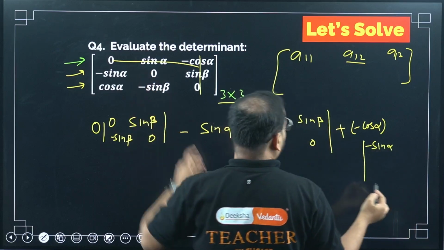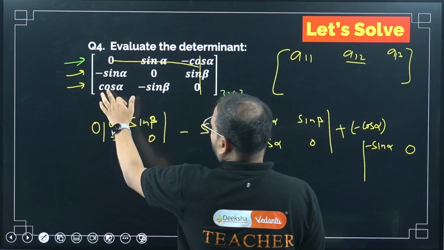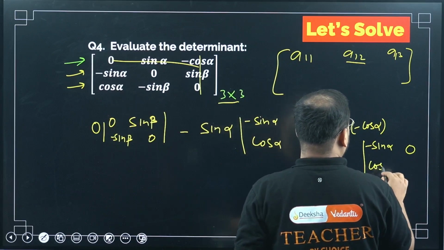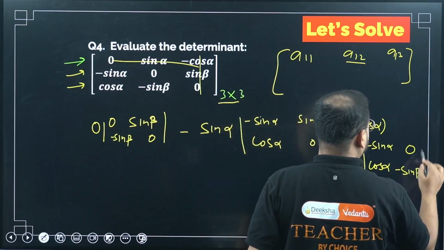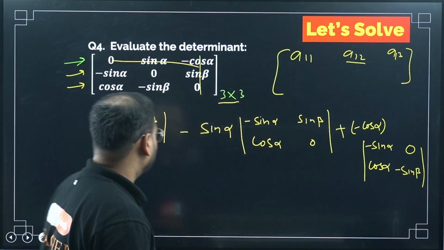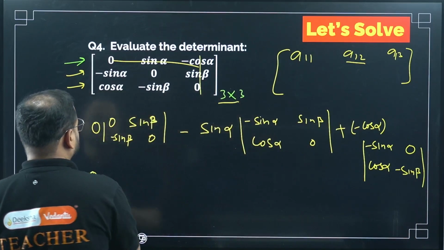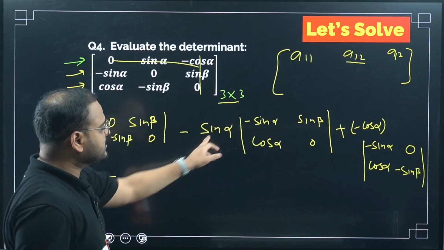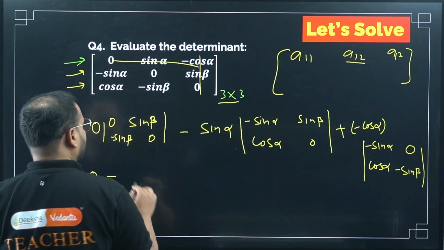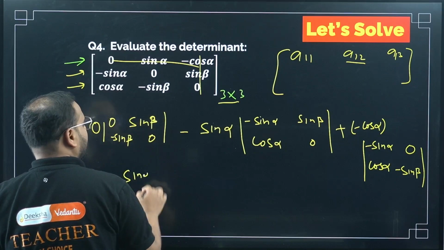Next element is what? Over here, which is not cancelled, 0. Over here, cos alpha, I hope you remember this, and this is minus sine beta. Great. So this is 0. 0 times anything is 0. Okay. Next, what we do? Solve this with the second order matrix over here, determinant. So minus sine alpha over here. And what will this be?